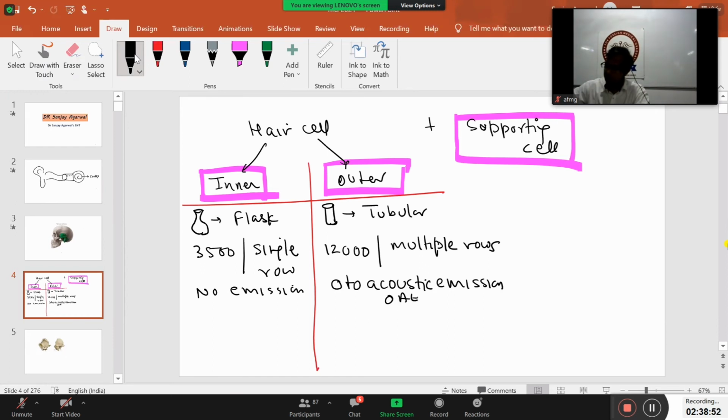OAE in short. Now this is a very, very important MCQ. Who produces the otoacoustic emission? The answer is outer hair cells. And the last difference is, relatively, inner hair cells are more resistant and outer hair cells are more sensitive.